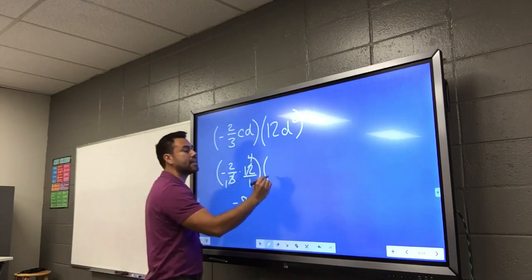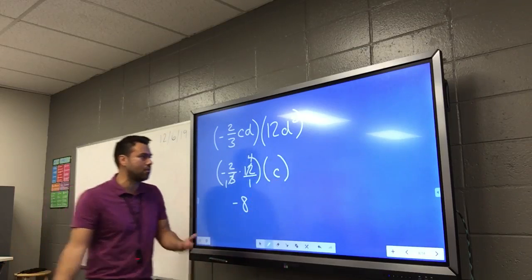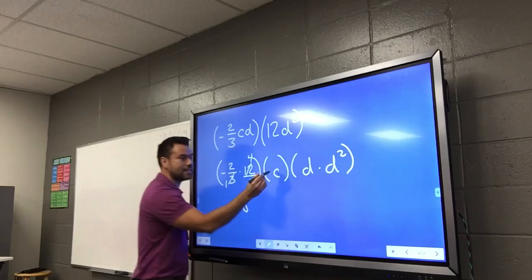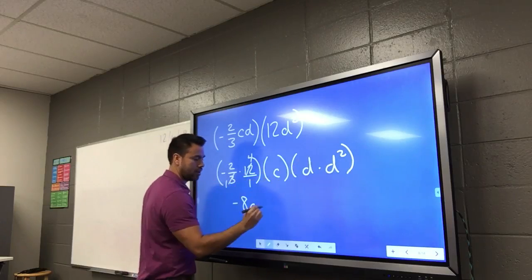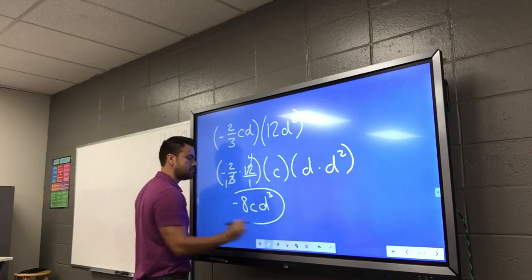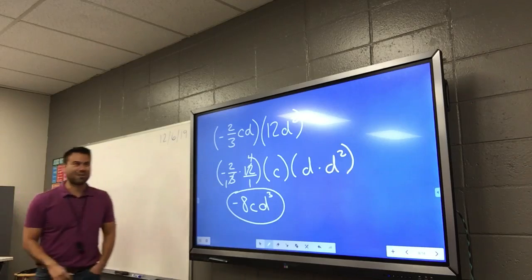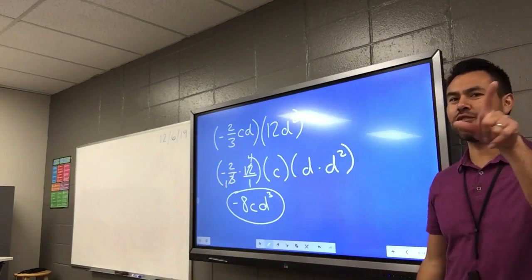All right, the second thing I did is I looked at the C and asked, is there any other variable with C? No. Is there anything with D? Yes. What's C times 1? C. What's D times D squared? D cubed, or D to the third. Got it right. Good job. Everybody, D cubed. And you have just passed the first half of this lesson.